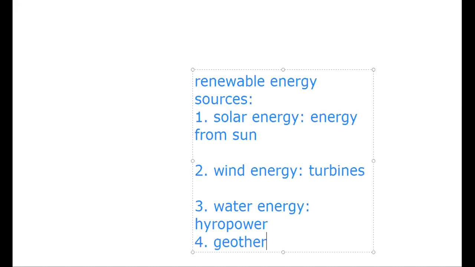Okay, another type of renewable energy sources is geothermal energy. This energy is from under the ground. As you know, there is a lot of heat under the ground. We can use this to heat water for many things.